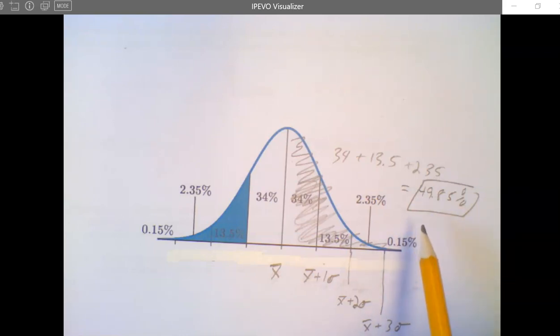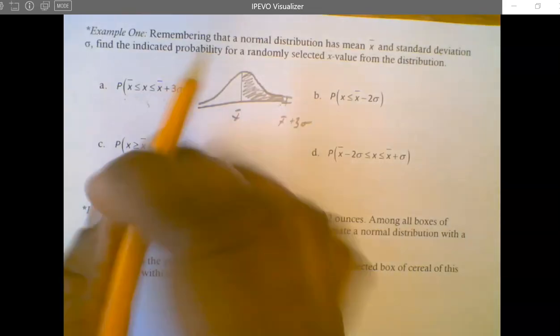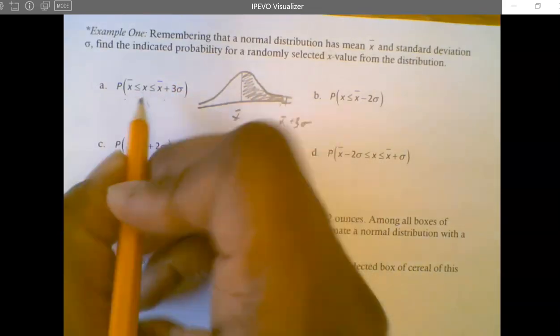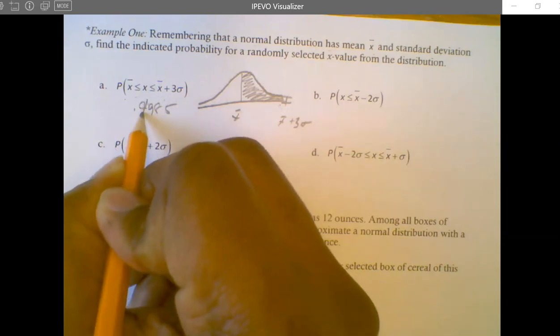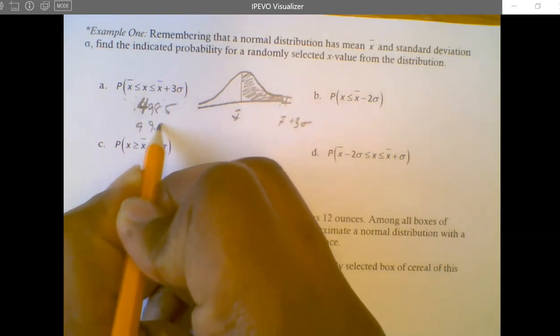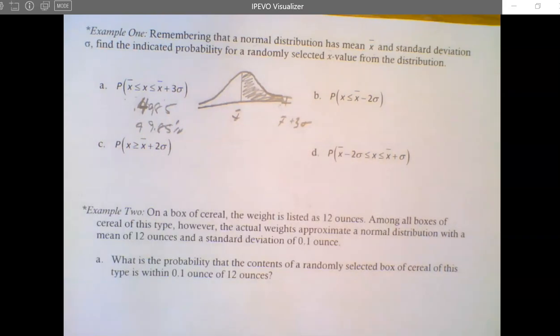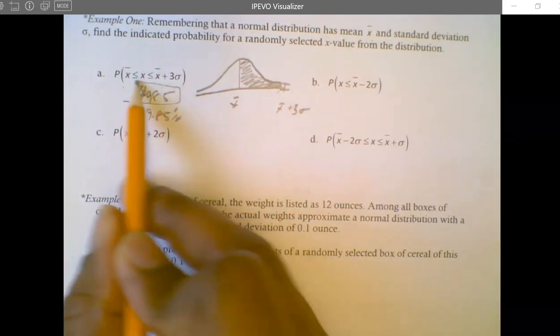We like to write probability as a decimal though, so we can call that 0.4985. This is written as a percent, but generally we like probability written as a decimal. So the first question asks, what's the probability of choosing data between there? And that is 0.4985. Or if you said 49.85%, no one would be upset about that.